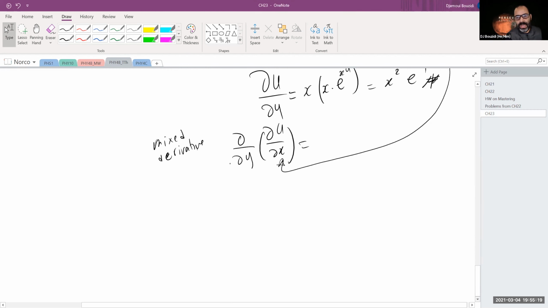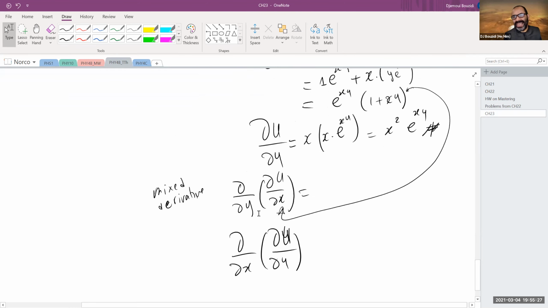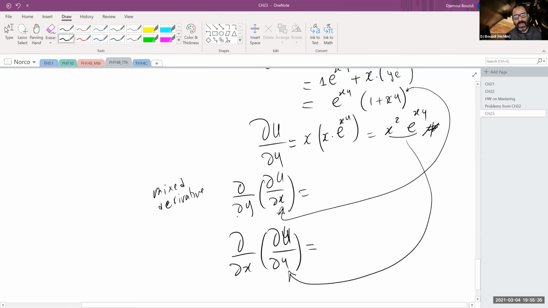We're also going to do the derivative with respect to x of the derivative with respect to y, the derivative of u with respect to y. In other words, take this last result that we found in here. This is du with respect to y, and plug it in here, and you're going to find an answer. So this is the next derivative, in the other order.